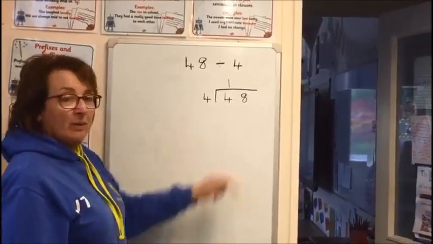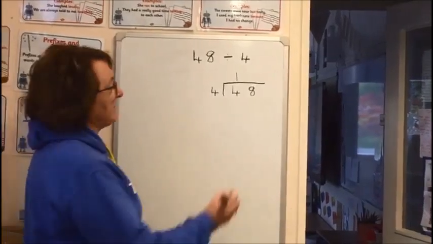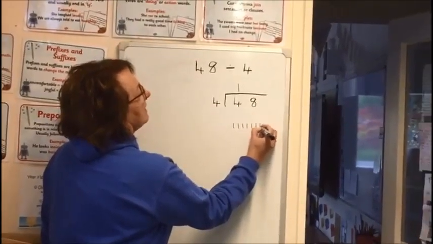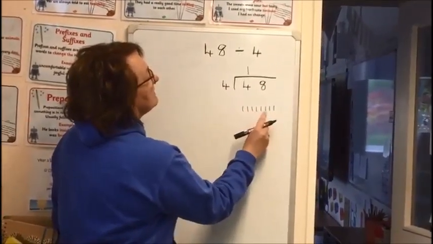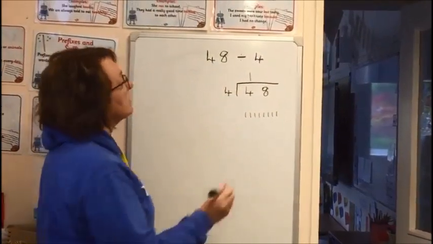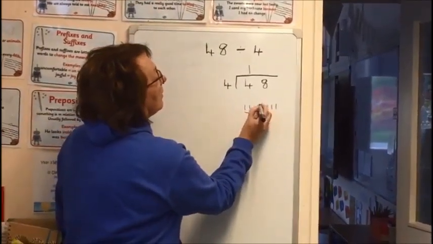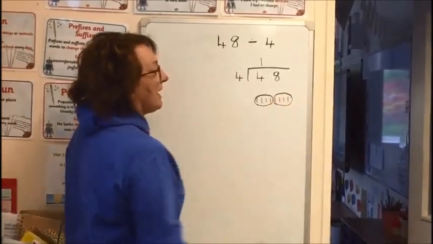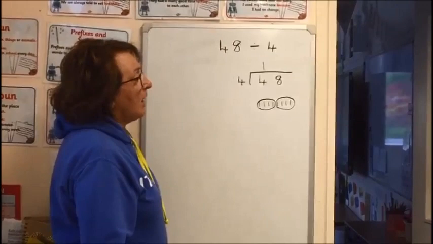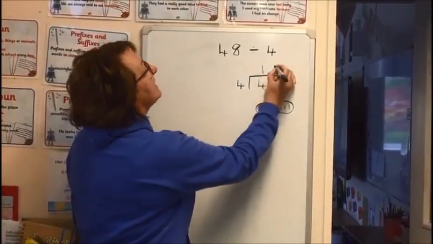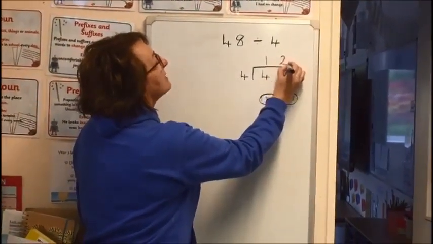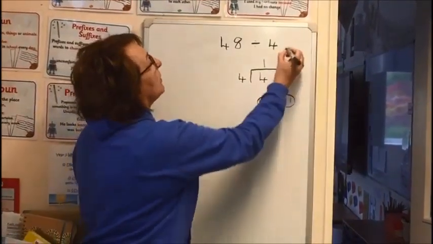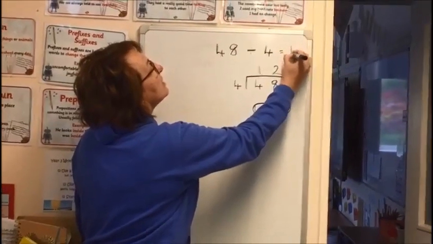How many 4s go into 8? Well, if you're not sure about that, a good way to do it is to do 8 little sticks. 1, 2, 3, 4, 5, 6, 7, 8, and then group them into lots of 4. So I've got one lot of 4 there, and another lot of 4 there. So I know now that there are 2 lots of 4 in 8. So at the top, I would write 2. So the answer to my question, 48 divided by 4 equals 12.